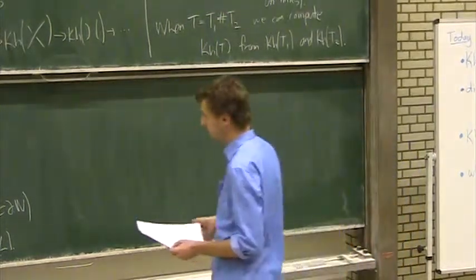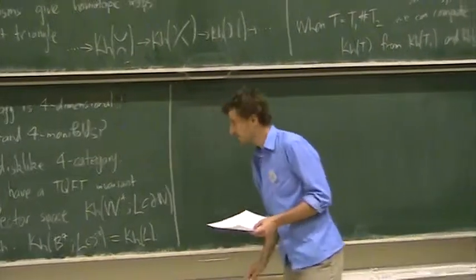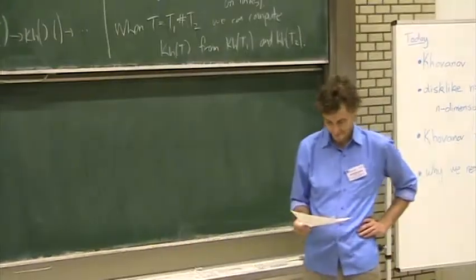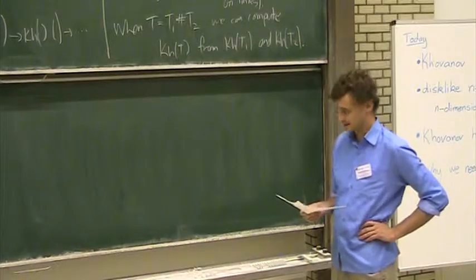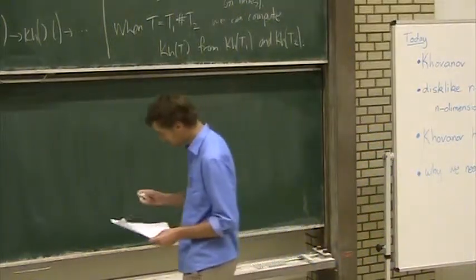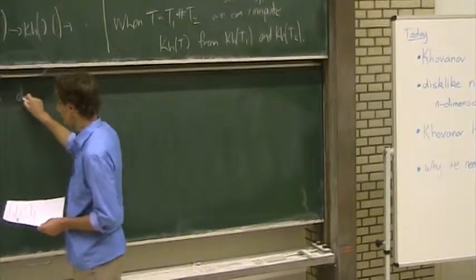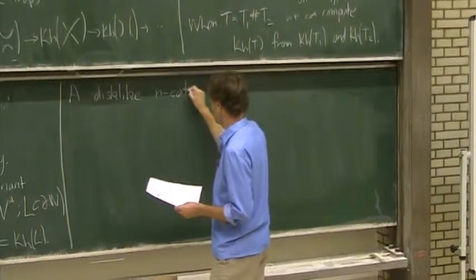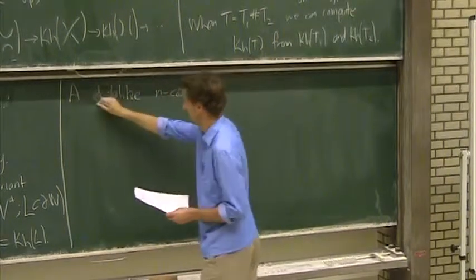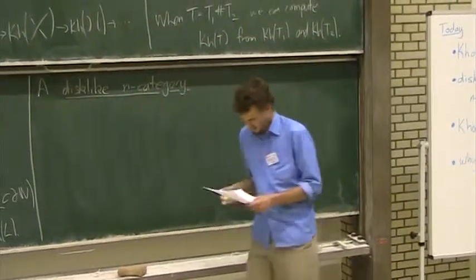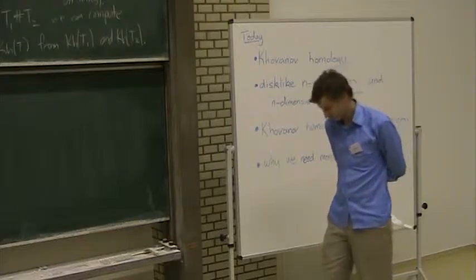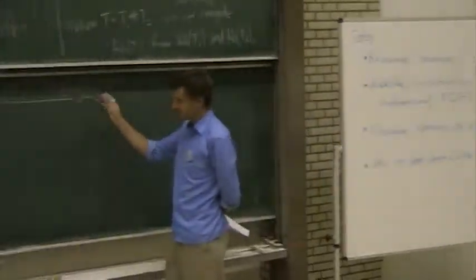So let's pause on Khovanov homology for a little while. And I just want to talk about the generalities of our notion of a disk-like n-category and how you build TQFT invariants from a disk-like n-category. Now, this notion of n-category is not meant to be a general one. It's not meant to capture all examples of n-categories. It's really only meant to capture n-categories with an awful lot of duals.